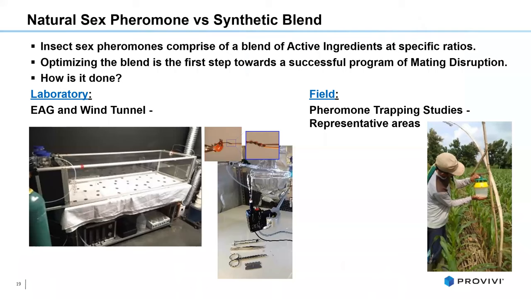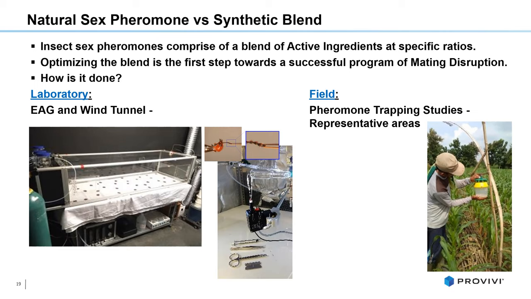So the whole technology sounds very simple, but there are lots of things that go on in the background. For example, we know that the natural sex pheromone and the synthetic blend could be very, very similar. We are mimicking the naturally occurring sex pheromone by synthetically manufacturing it. When we are doing that, we want to be as close as possible to the natural sex pheromone, but there are several things that could go wrong. The natural is natural and synthetic is synthetic. So the first thing that we do in the Discovery Science program of characterization is to understand the naturally occurring blend as compared to the synthetic blends that we make.